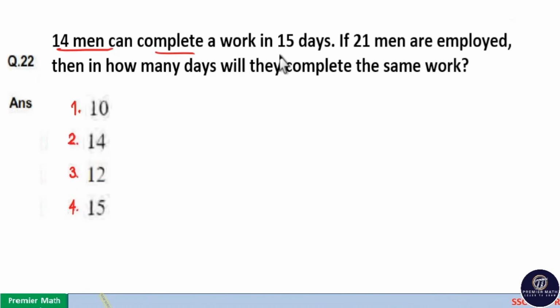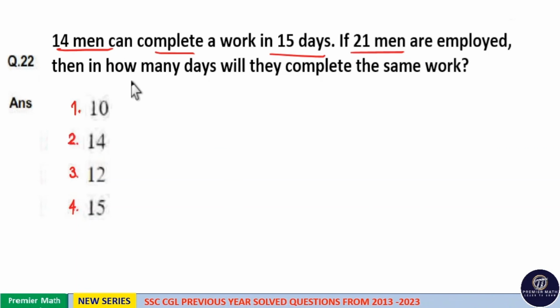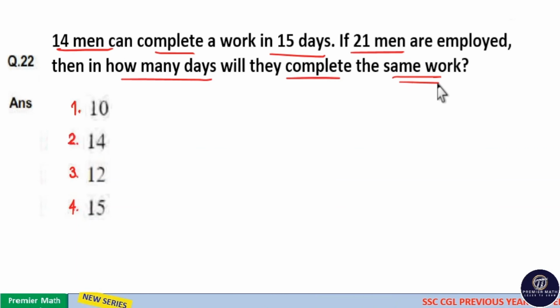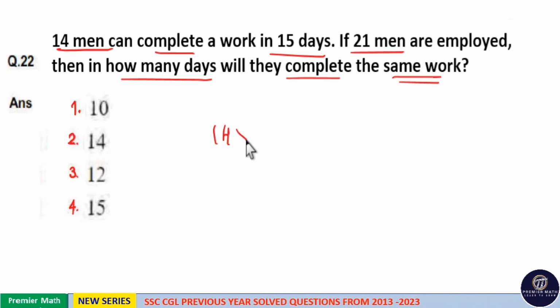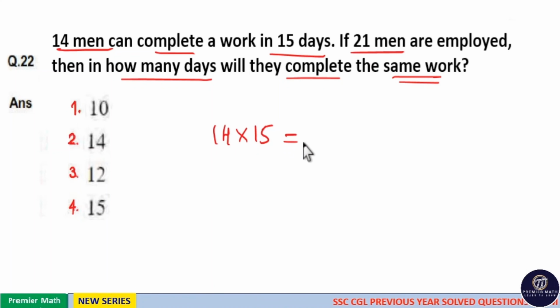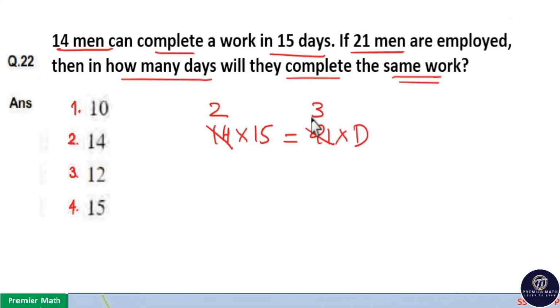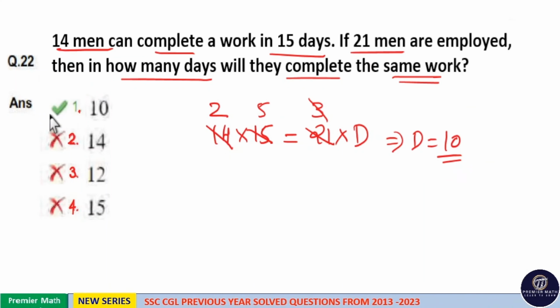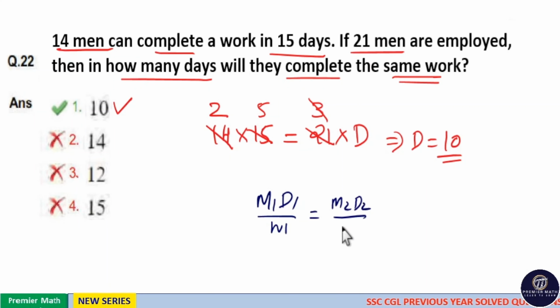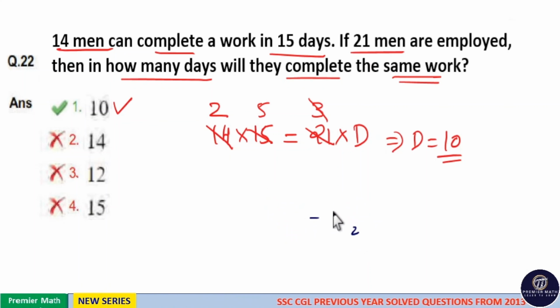14 men can complete a work in 15 days. If 21 men are employed, then in how many days will they complete the same work? Here work is same. 14 men can complete a work in 15 days. Then 21 men can complete the same work in D days. Here 7 goes 2 times in 14, 7 goes 3 times in 21, 3 goes 5 times in 15. So number of days is equal to 5 into 2, 10 days. So option 1 is your answer. Here we are using the formula M1D1 by W1 is equal to M2D2 by W2. Here W1 and W2 are equal, so they cancel each other.